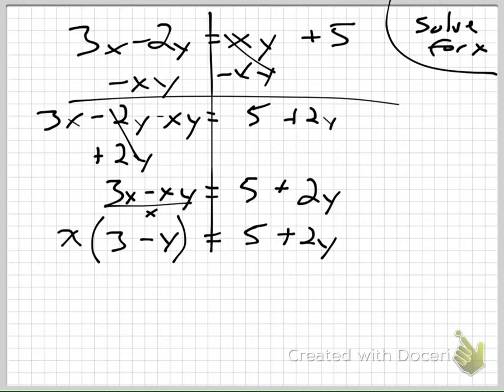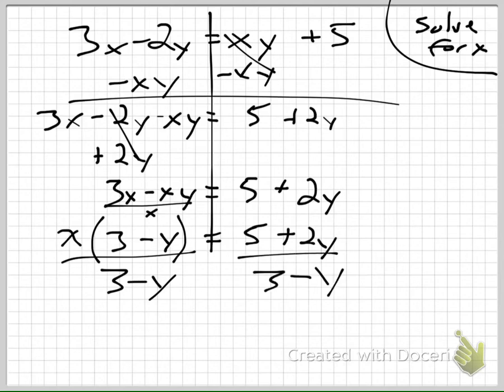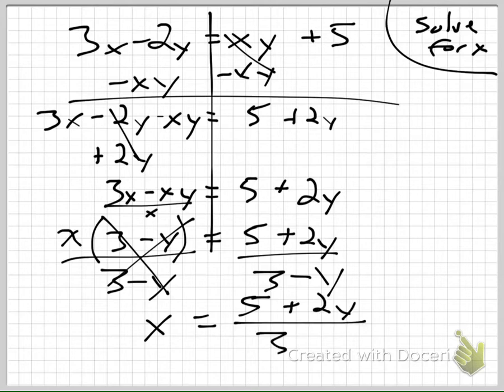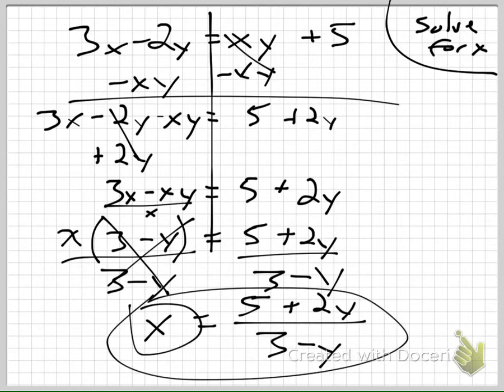Is the x happy? Why not? What is wrong with the x? He's not alone. Who's with him? The 3 minus y. What's the 3 minus y doing to him? Multiplying him. So it's not hard just because it's ugly. What do I do then to get rid of that? What's the opposite of multiply by 3 minus y? Divide by 3 minus y. They're gone. That leaves me with x equals 5 plus 2y over 3 minus y. We're done. The x is happy.